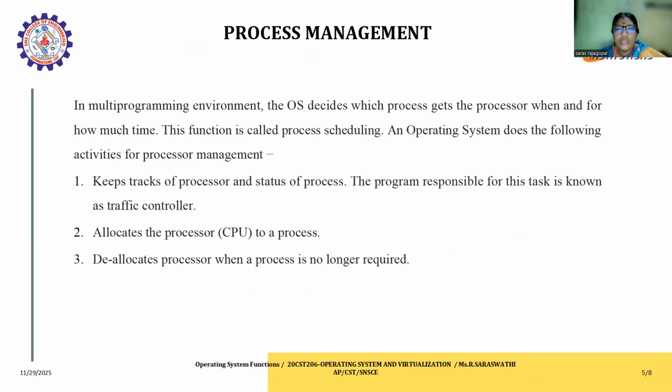Process management. In process management, the OS decides which process gets the processor and how much time it will be used. This is called process scheduling. It keeps track of the processor and the status of each process. The program responsible for this task is known as the traffic controller. It allocates the processor to a process, and deallocates the processor when a process is no longer required. These are the activities of process management.